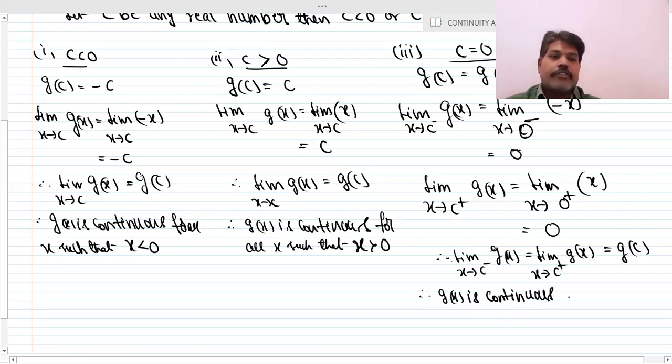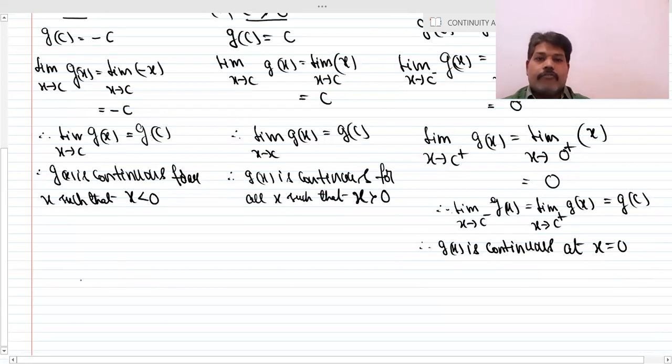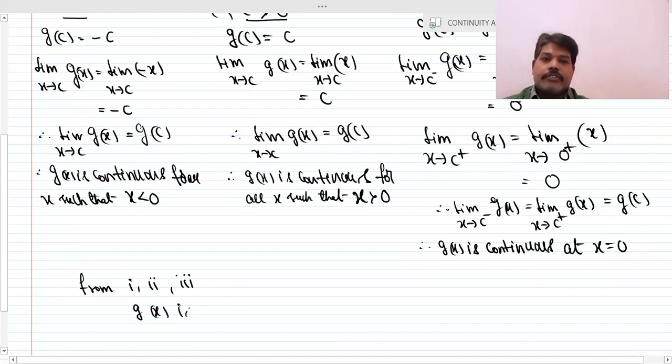g of x is continuous at x equals 0. So at the end, therefore from 1 to 3, from 1, 2, 3, what we can define is that g of x is a continuous function.